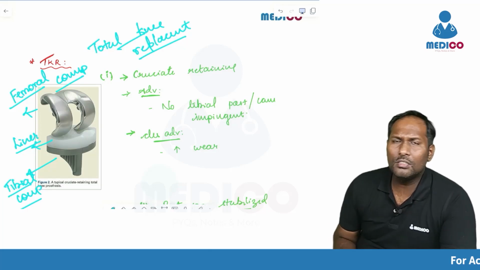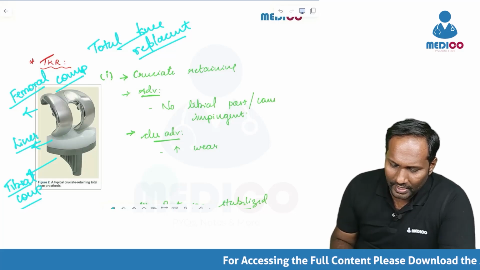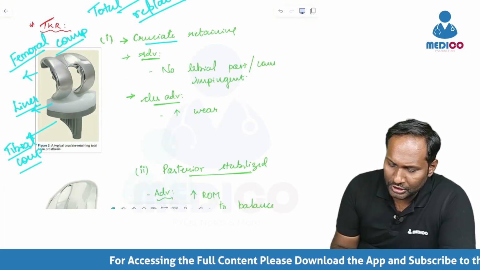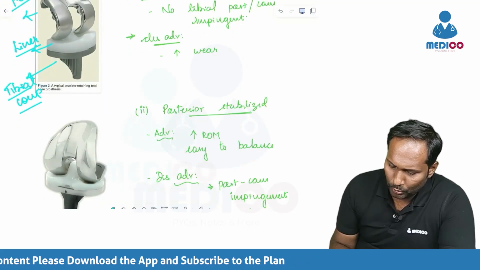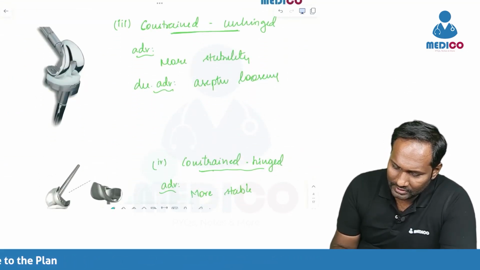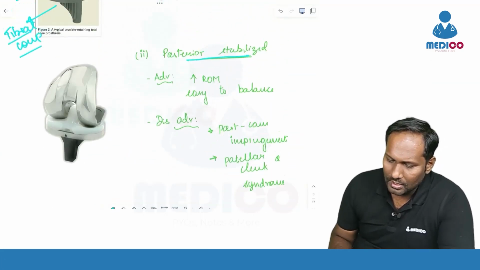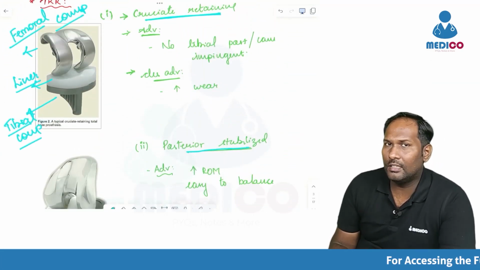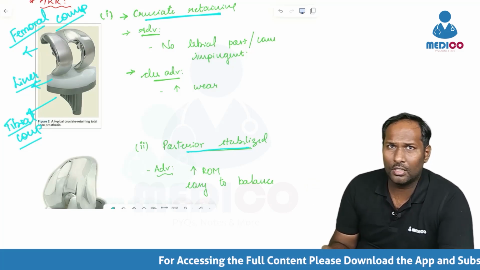Among these, there are variations leading to several types. The three basic types are the cruciate retaining type, the posterior stabilized type, and the constrained unhinged and constrained hinged. First I'll explain the different types and then discuss their significance or clinical values.